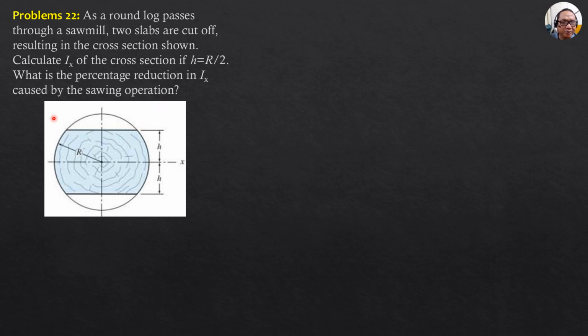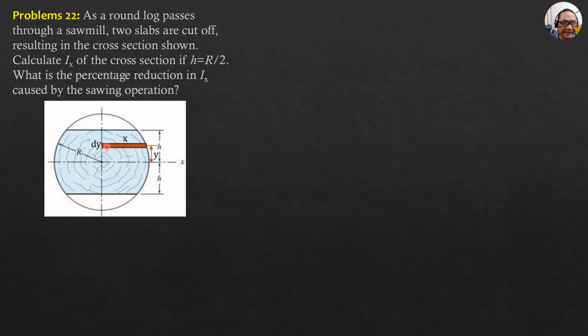So I'll present two solutions here, one by integration and the other by knowing the fact that this shaded portion of the log consists of two identical triangles and two identical sectors. And in the preceding problem 21, we already derived the moment of inertia of a sector with respect to the axis of symmetry. So first, I'll consider the solution by integration, and I'll consider a horizontal strip as shown in the figure.